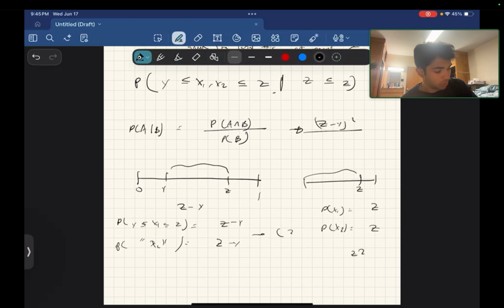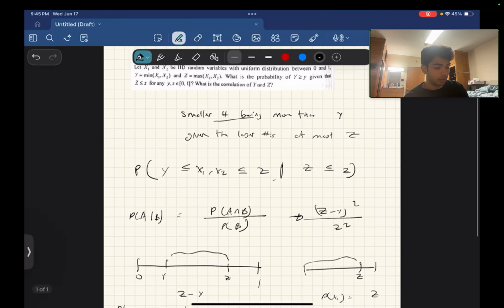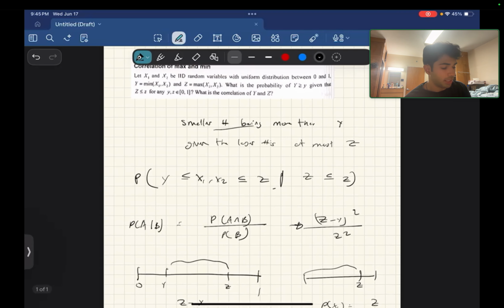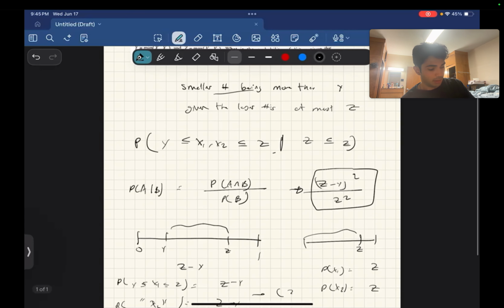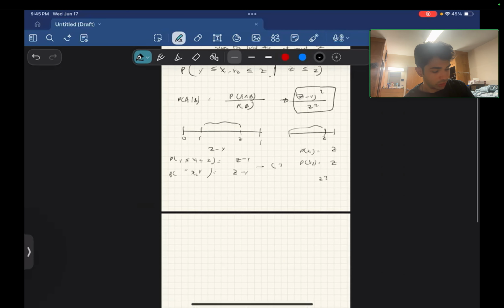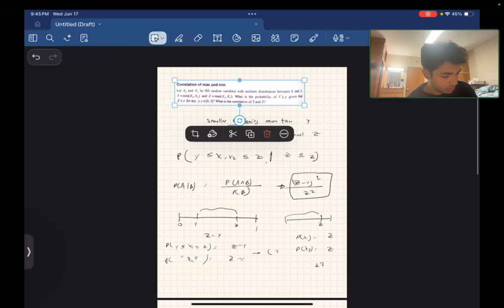So the overall probability is z minus y squared over z squared. And that's the probability of y being at least y, given that z is at most z. Okay. Now for the second part, it asks for the correlation. I'm going to copy this and bring it down.